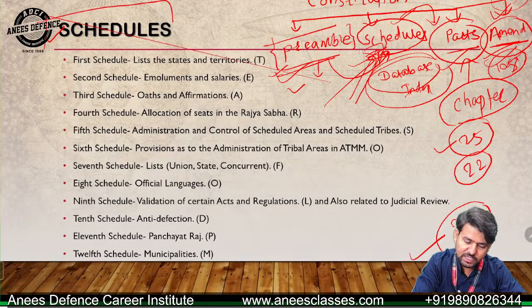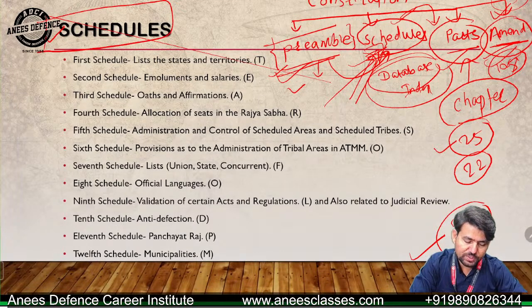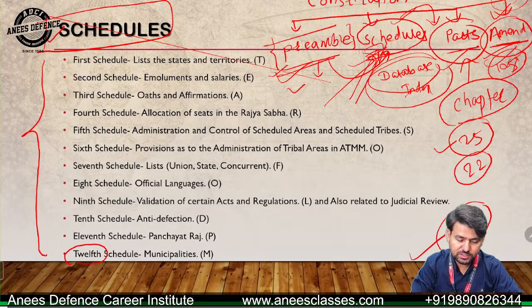So today we will be dealing with schedules. First of all, how many schedules are there in total? There are a total of 12 schedules in the constitution. How many schedules? 12 schedules in the constitution.